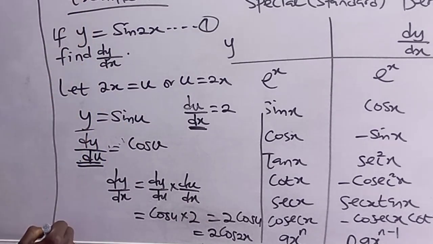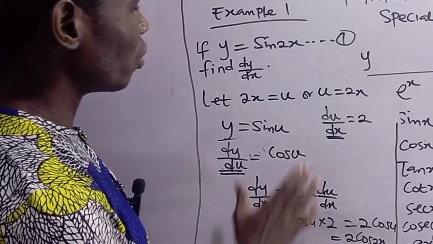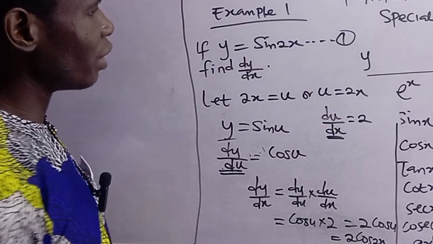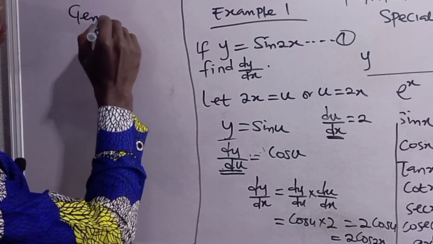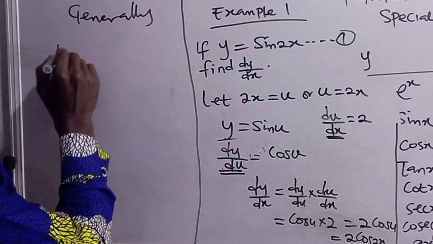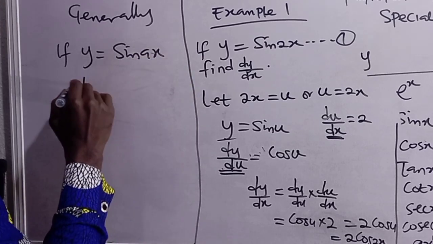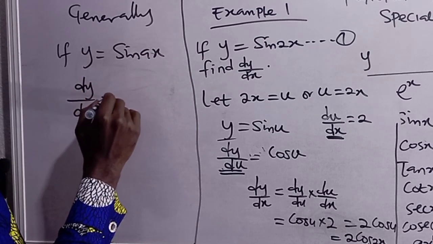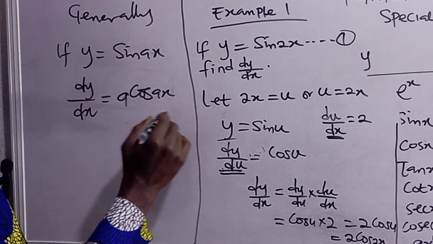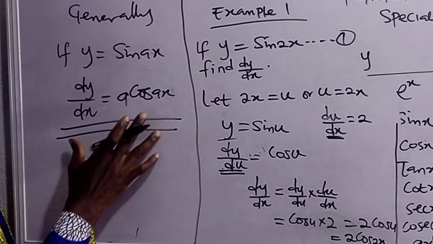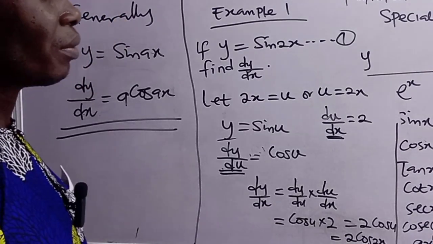But if this was a multi-choice question, you don't need to do all of this. We can now conclude that generally, if y is equal to sine ax, dy over dx is equal to a cos ax. The same thing is applicable to other trigonometric ratios.